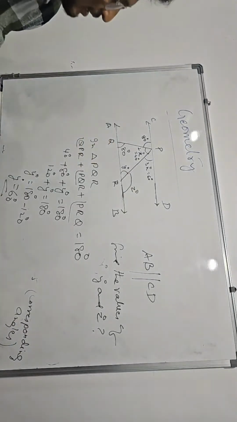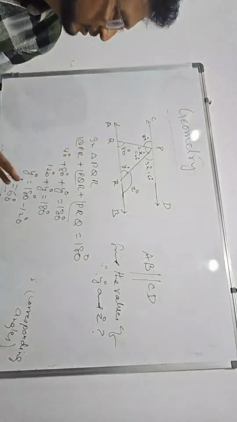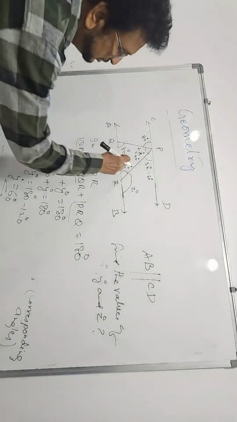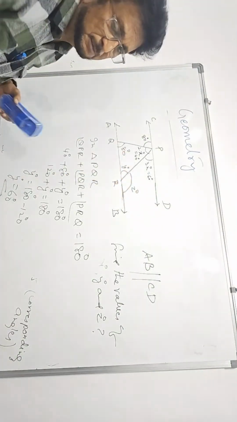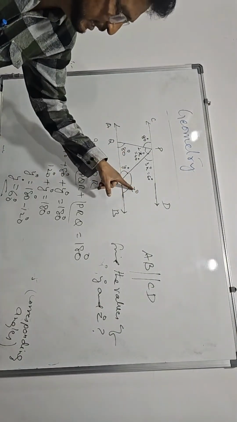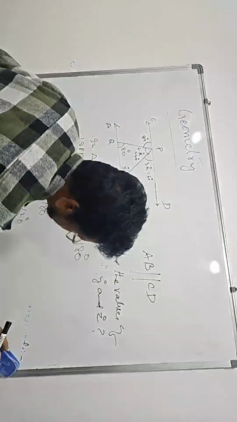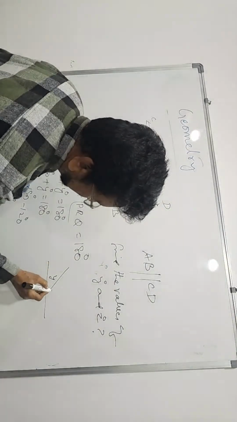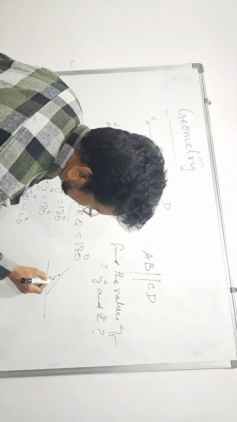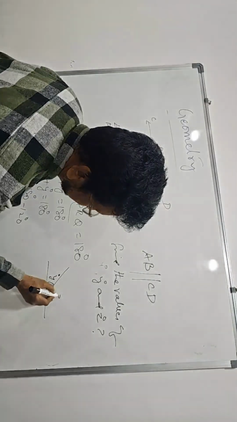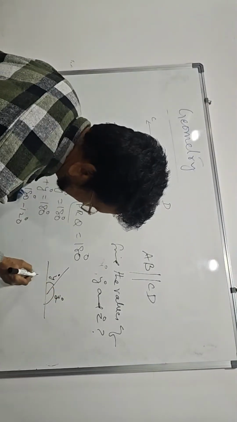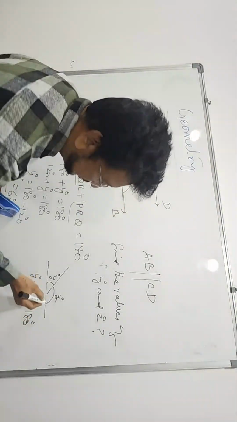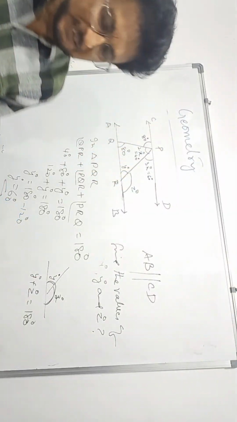Now z. By seeing the diagram itself you can say angle z. How? This is a straight angle. y and z together must be equal to 180. This is y, and this is z. y plus z must be equal to how much? 180 degrees, because it is a straight angle. A straight angle is always 180.